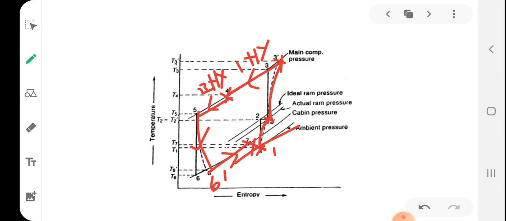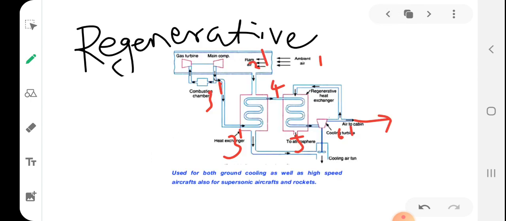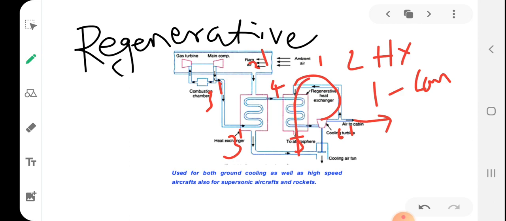So this is the working of a regenerative heat exchanger. Here you have to take care that two heat exchangers are there, only one compressor, and a regeneration. So this is the regeneration concept or process taking place. Okay.